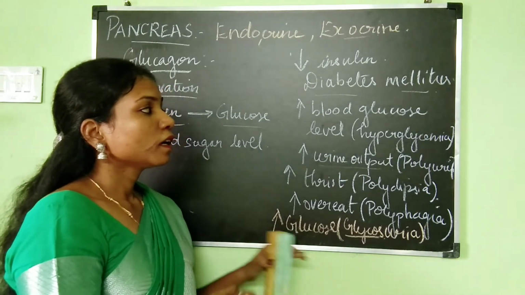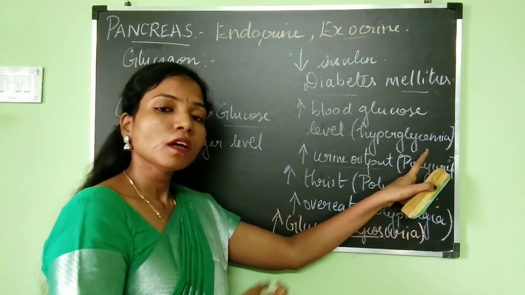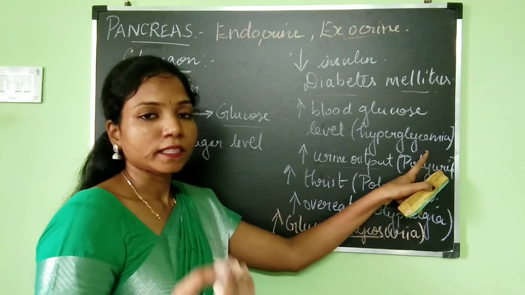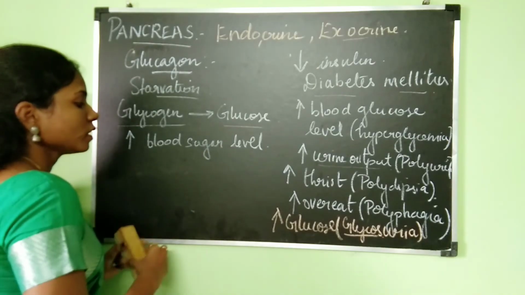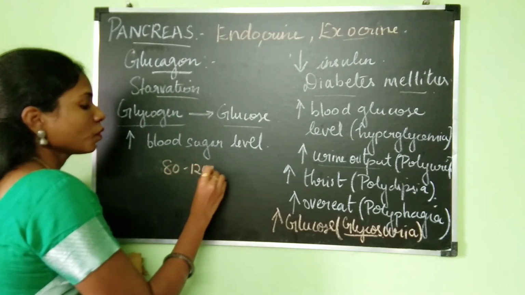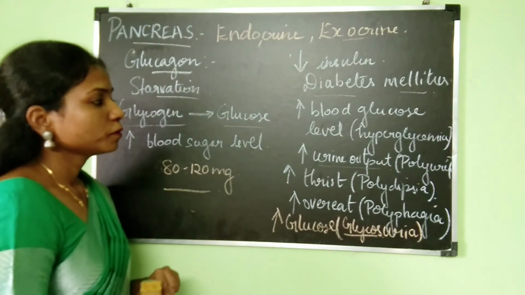Okay, and then the increased blood glucose level is known as hyperglycemia. So what if it gets decreased? It will be known as hypoglycemia. And the normal blood glucose level is 80 to 120 mg. Okay. So this is about the pancreas.